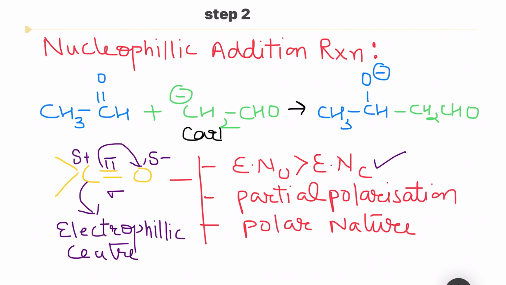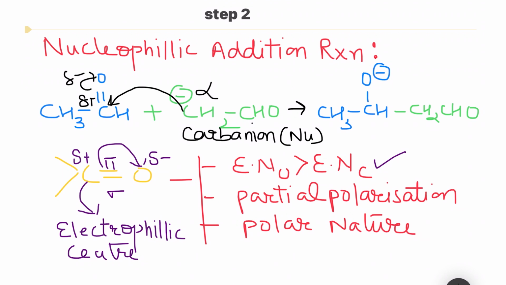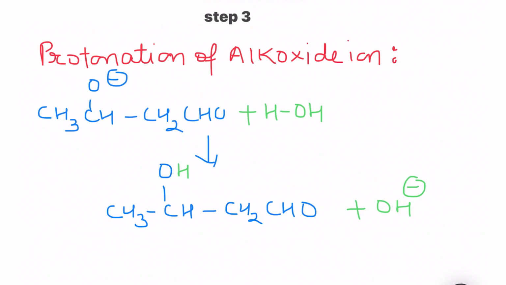This carbanion, being negatively charged, behaves as a nucleophile. The alpha carbon of this nucleophile forms a bond with the carbonyl carbon. This results in the formation of alkoxide, and the reaction is a nucleophilic addition reaction.